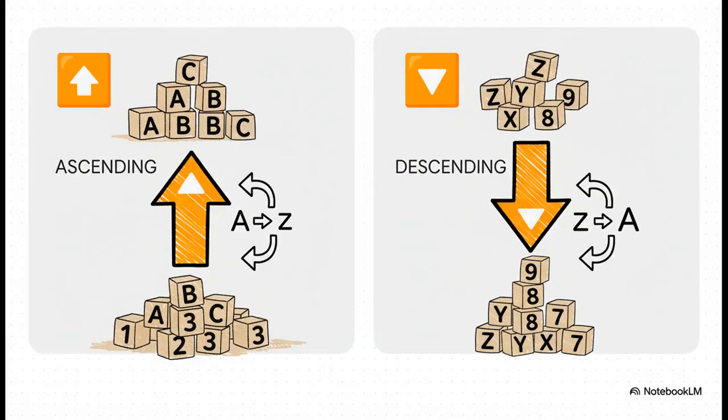So, sorting itself, it's beautifully simple. It really just comes in two main flavors. You've got ascending, which is your classic A to Z or smallest number to largest. And then you've got descending, which is just the opposite, Z to A or largest number down to the smallest. It is the most basic, fundamental way to start organizing your information.